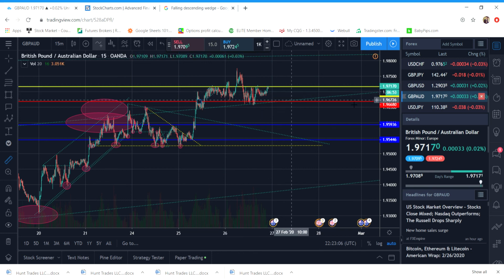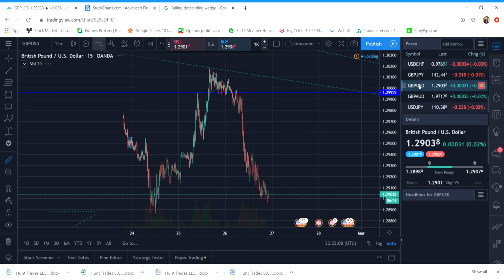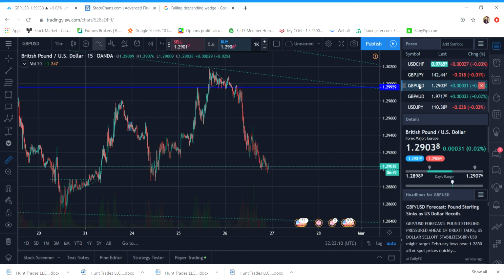All right, guys, so that's it. That's all I have for you. So I'm going to go back one more time. GBP USD is the one that we're looking for and waiting on, that descending wedge to come together and converge so we can go ahead and get a play in the next couple weeks.